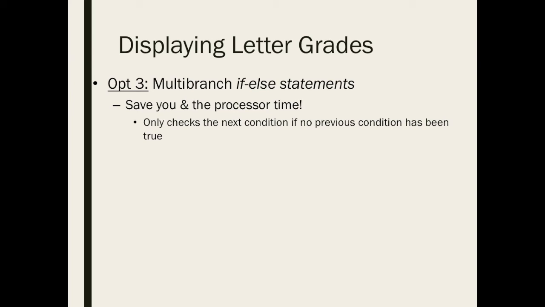So our third option, and perhaps the best option for this displaying letter grades example, is to use multi-branch if-else statements. It's going to save both you and the processor time. Unlike our basic if-else statements that we've learned that only branch the flow of control in two possible directions, multi-branch if-else statements allow you to branch the flow of control in multiple directions. This happens by only checking the next condition if no previous condition has been true. So in normal if-else statements, we have the keywords if and then an else for a default statement. With multi-branch, we add an else if in the middle, and this is the way that it works.